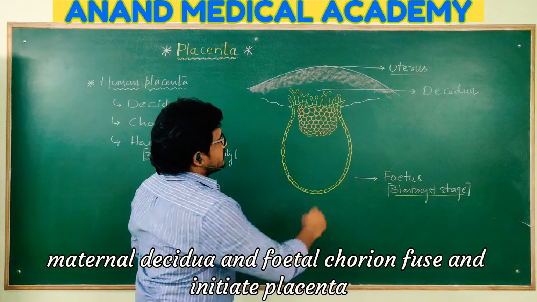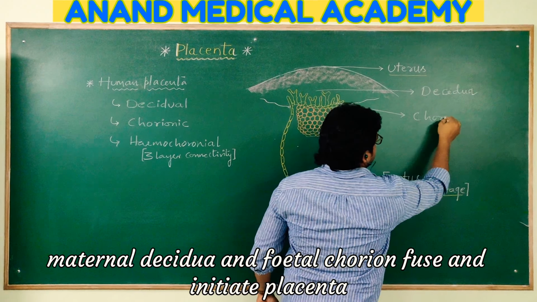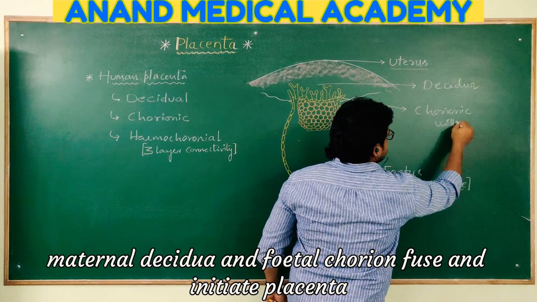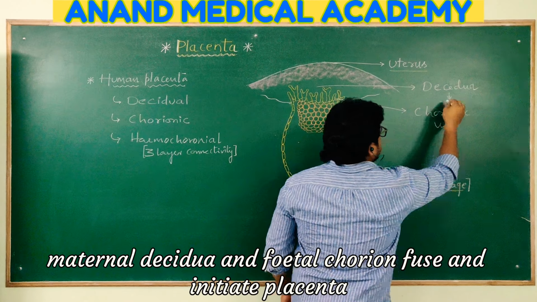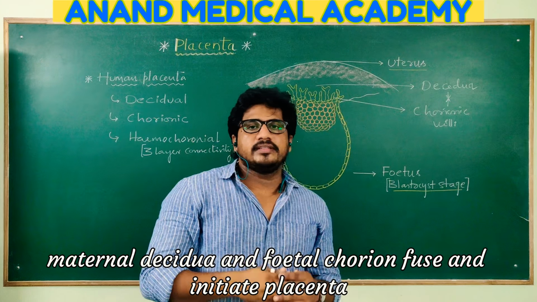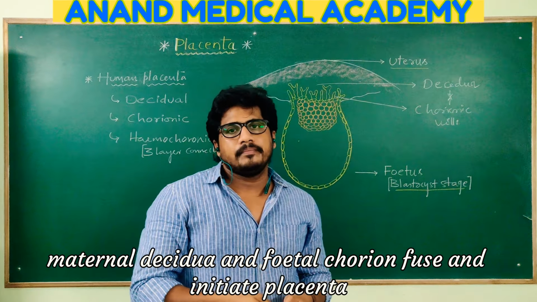And the part of the fetus is called chorionic villus. The interaction between the decidua and chorionic villi results in the placenta.